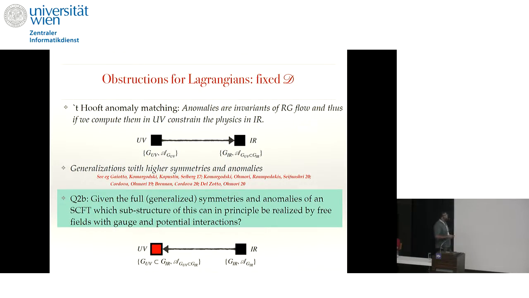So the idea behind this question is as follows. Of course, we all know that the infrared physics is constrained by the notion of anomalies, the 't Hooft anomaly matching conditions, and these conditions are being extended and explored beyond the notion of what is now called 0-4 symmetries in many, many works. So the question is whether we can go the other way around. Given the full, say, generalized symmetries and anomalies of an SCFT, which substructure of this can in principle be engineered by free fields? And what we have in mind is that the rest of the structure might only emerge in the infrared.